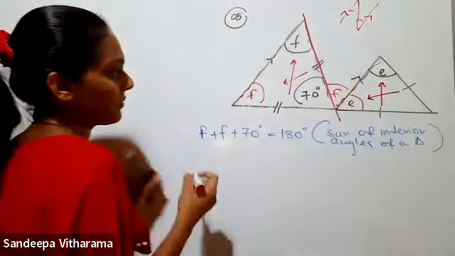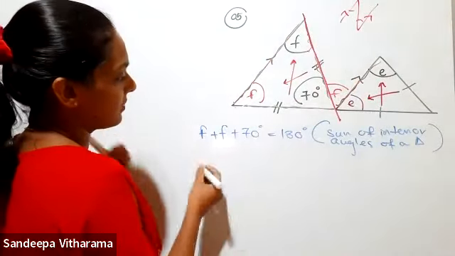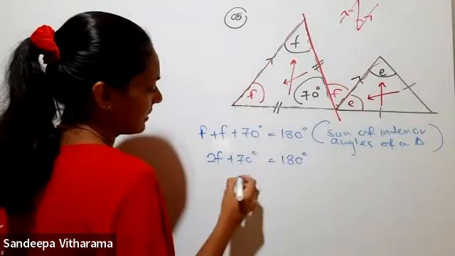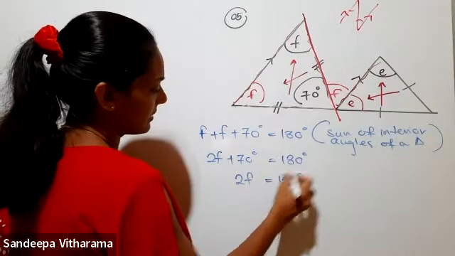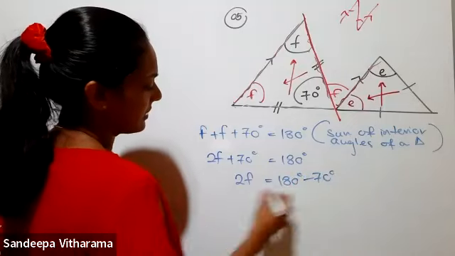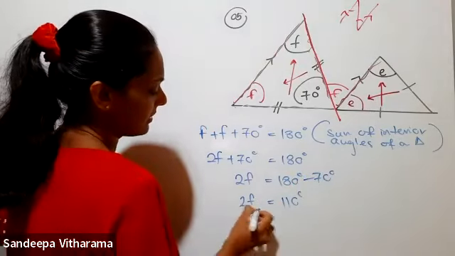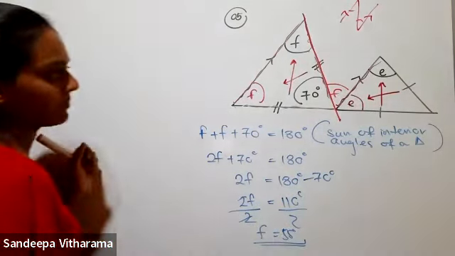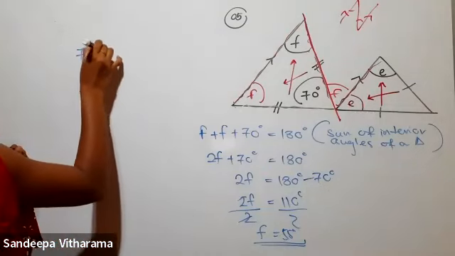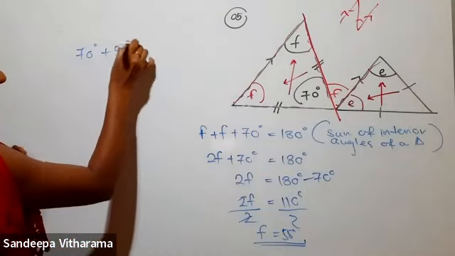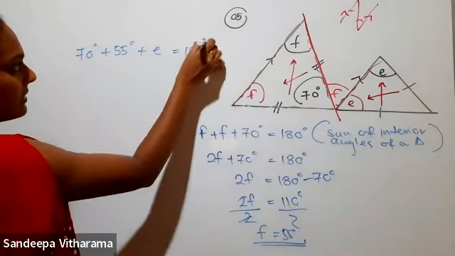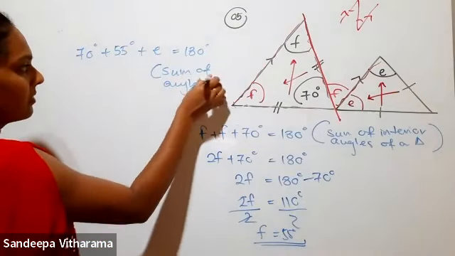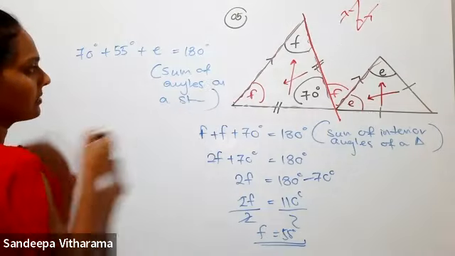Then this is equal to F. Now we have 2F plus 70 equals 180. Then 2F equals 180 subtract 70, 2F equals 110. Then divide by 2. F is equal to 50 degrees. So now we can write that 70 plus F plus E equals 180. Reason: sum of angles on a straight line.